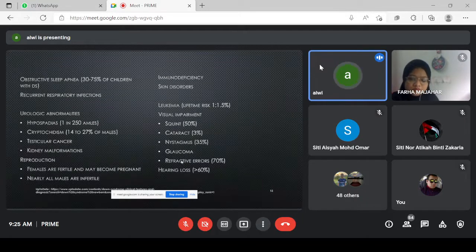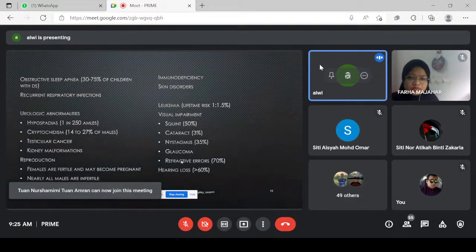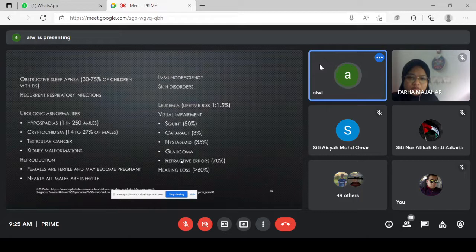OSA is quite common. Being obese and short, they have a high risk of OSA and respiratory infection. Urologic abnormalities include hypospadias, cryptorchidism, and testicular cancer, though I'm not sure about this. Kidney malformation sometimes. Some females are fertile and can get pregnant. So remember, when you see a Down syndrome teenager, this is one of the things you have to discuss with parents: sexual safety and hygiene, how to take care of hygiene when they have menses, and their fertility issue, because they can be abused.